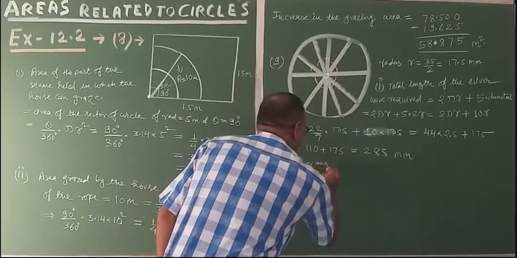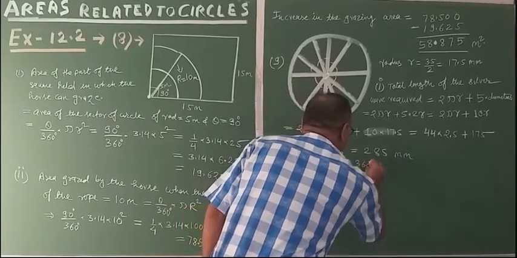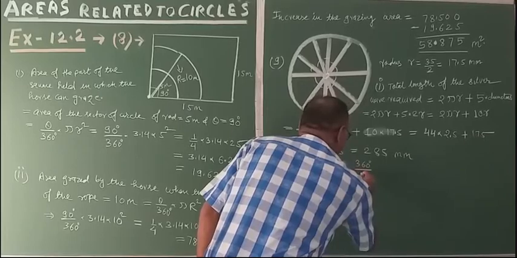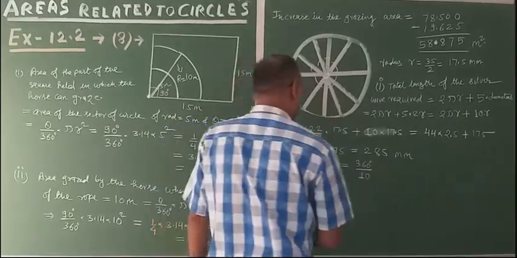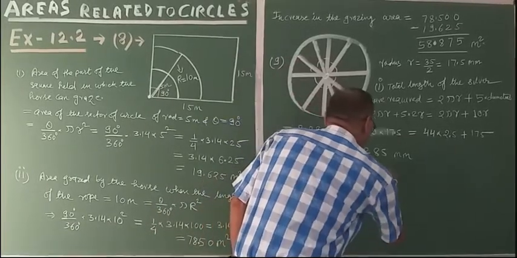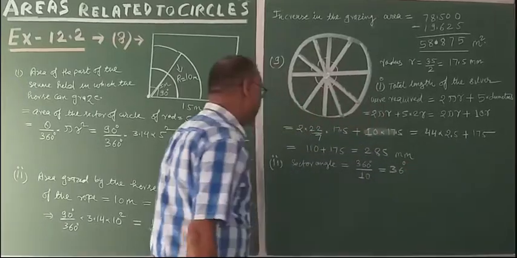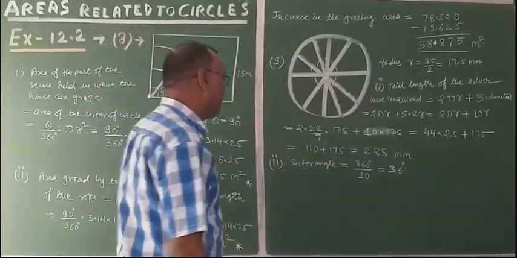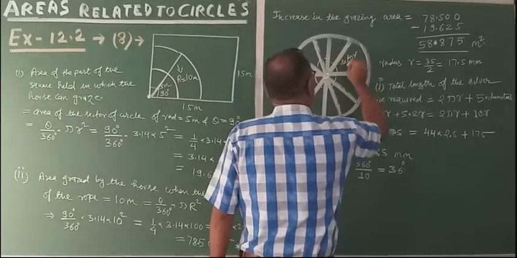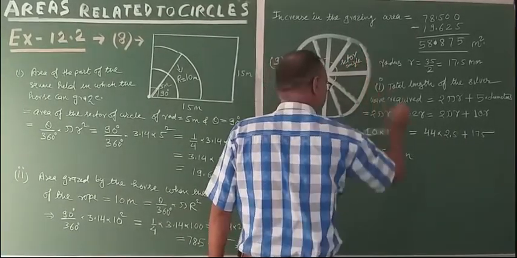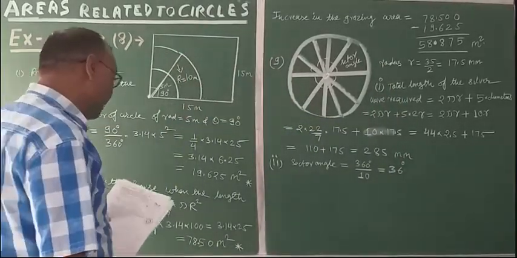So now sector angle will be, the whole angle is 360 degree, and one sector is there. We have to find the sector angle for one sector. So this will be 36 degree. Is it okay? What will be the sector angle? This one. This is the sector angle. So this is 36 degree. Question is this: find the area of each sector.